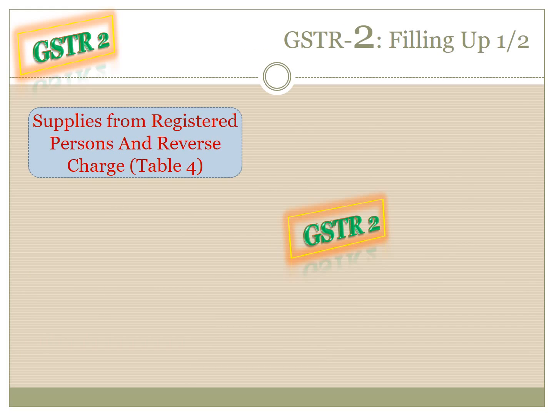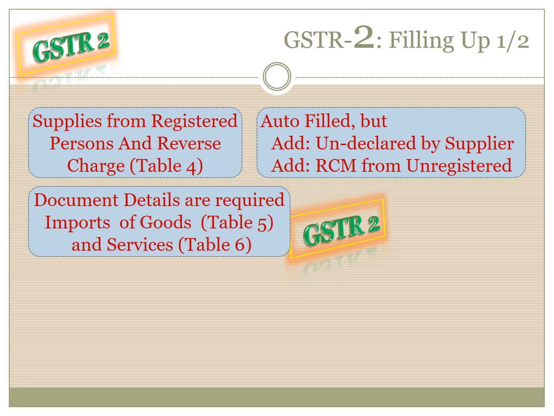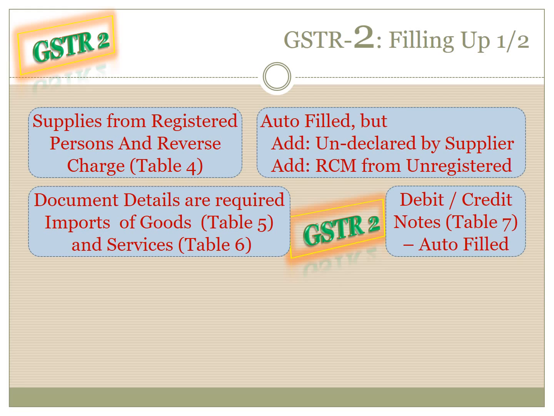Table 4 of GSTR 2 gives the auto-filled details of inward supplies. The supplies which have been missed out by the supplier, and inward supplies under RCM from unregistered persons, will have to be added in this table. Import of goods and services have to be added in Table 5 and 6 respectively. Details have to be provided for each transaction. Debit and credit note details are also auto-filled in Table 7.